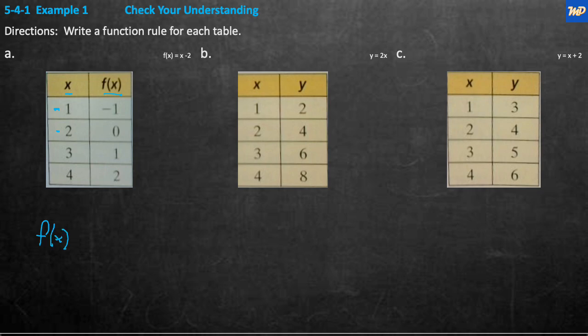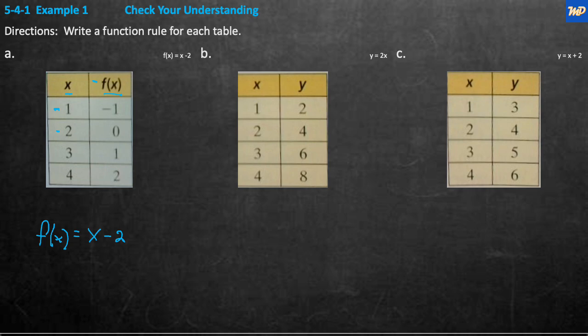Our function rule, f of x. And we know it's f of x because right here they started with f of x. And what does f of x equal? F of x equals x, the input value, our independent variable. And are we adding or subtracting? We're subtracting. We're going to subtract 2. That is our function rule for that table. Let's do the next table.